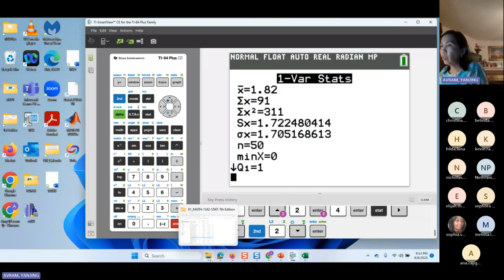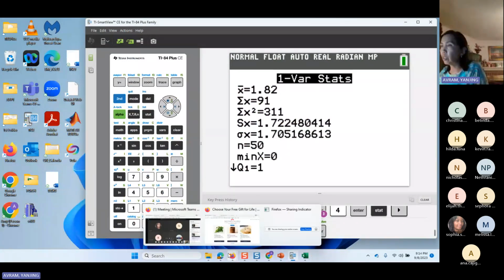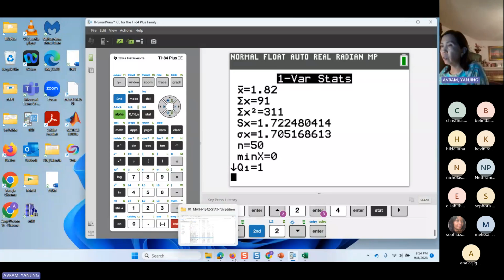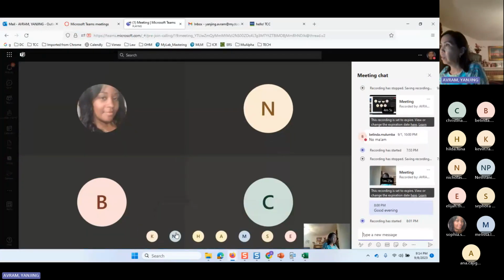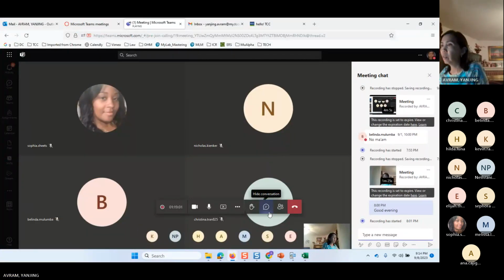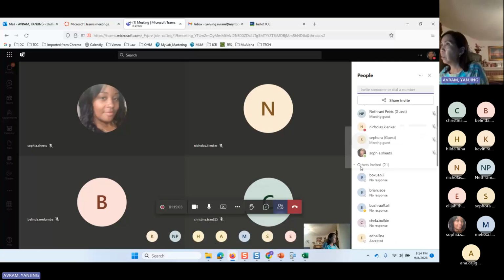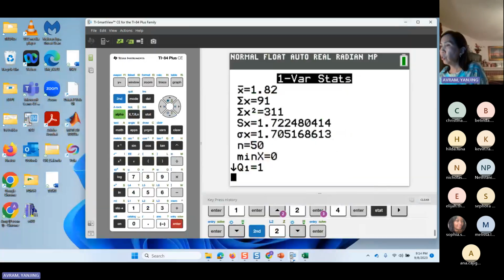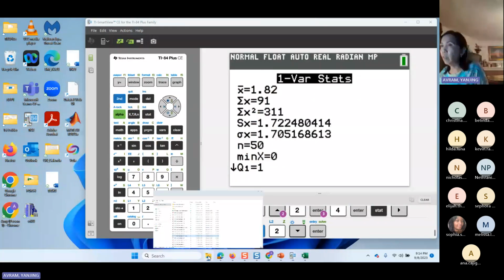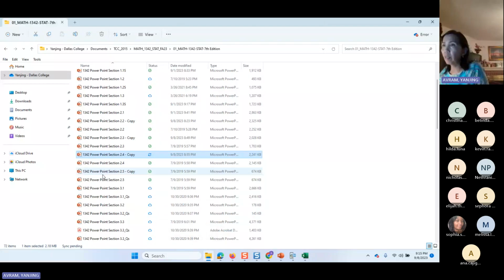Okay, does anyone have any question about this section using the calculator per se? Any questions? Okay, so if not, let's look at our last section for the chapter.